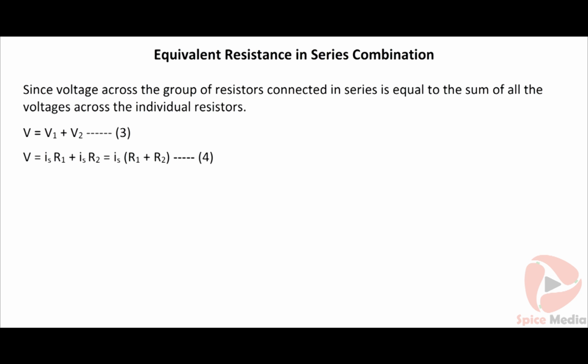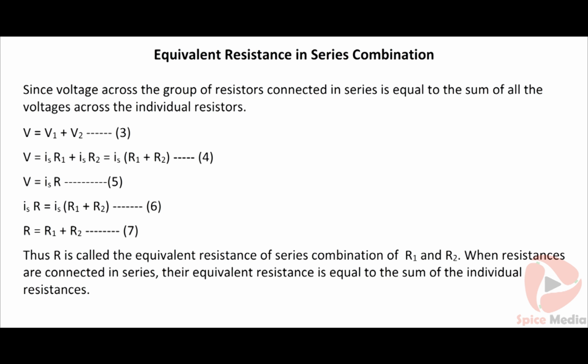Replacing the series of resistors by a single resistance such that the same current Is exists in the circuit, we get V is equal to Is R. Substituting the value of V in the above equation, we get Is R is equal to Is into R1 plus R2. From this, R is equal to R1 plus R2. Thus, R is called the equivalent resistance of series combinations of R1 and R2.